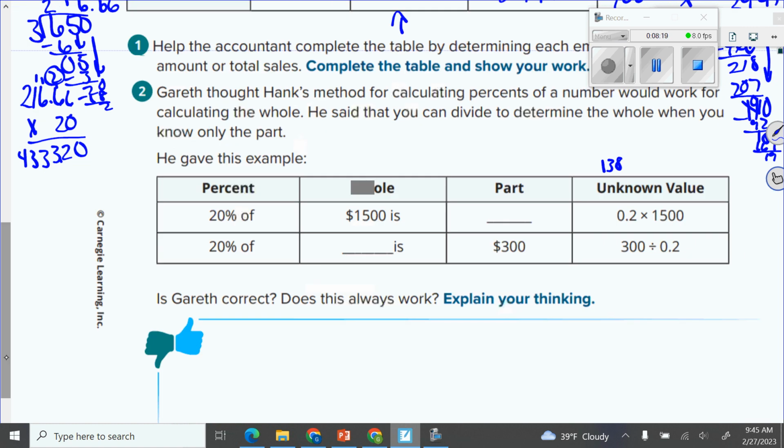Okay, our next one. Garrett thought Hank's method for calculating percents of a number would work for calculating the whole. He said you can divide to determine the whole when you know only the part. Then he gave an example. In your books, for some reason, they wrote 1,500 here, or 500. Make that 1,500. If you do 500, it's not going to work.